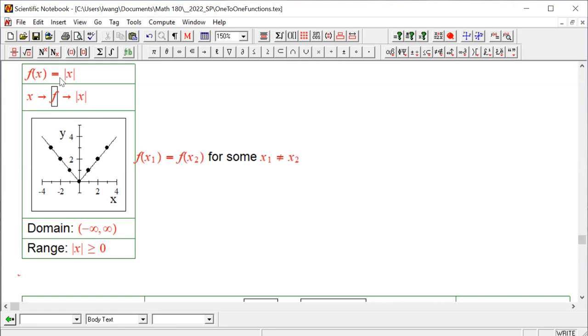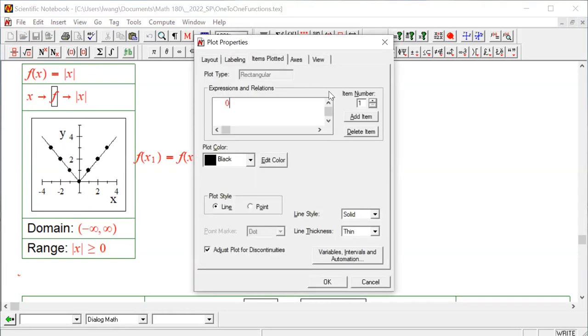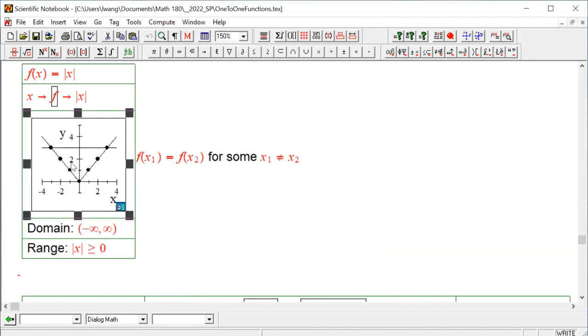For the given function, we know it's not going to pass the horizontal line test. Because it's not passing the horizontal line test, we draw a horizontal line. If we draw a horizontal line, we can actually identify many such numbers, but we only need one pair. So I'm going to draw a horizontal line, say 3. The horizontal line is y equals 3. It crosses at 2 points of the curve.